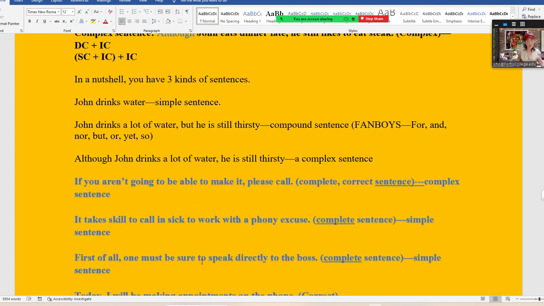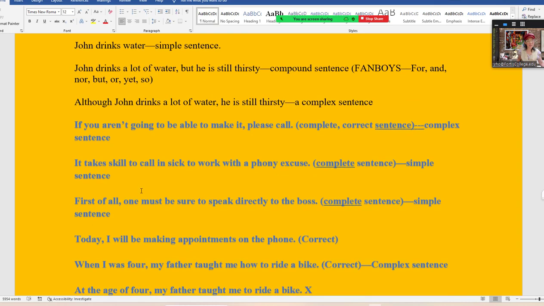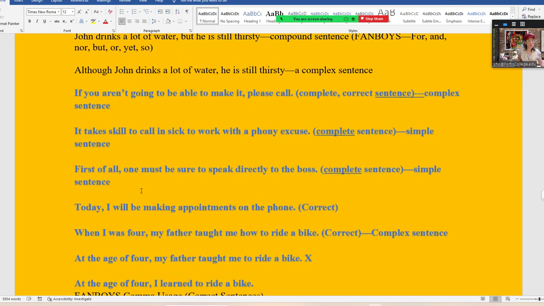The reason why this is in blue is because these are the actual sentences in your quiz. So here: "If you aren't going to be able to make it, please call." This is a complete sentence because here you have your dependent clause, "if you aren't going to make it," and then "please call" is an imperative sentence. It's a complete sentence. So you've got a complete sentence plus a dependent clause, and that becomes a complex sentence.